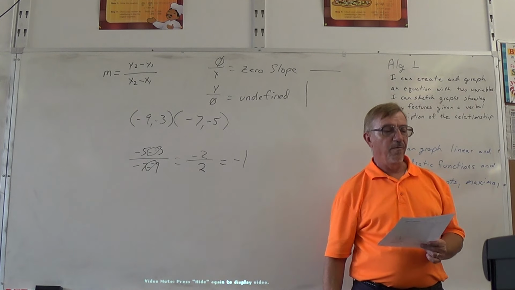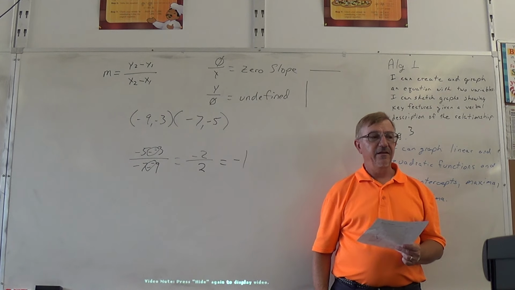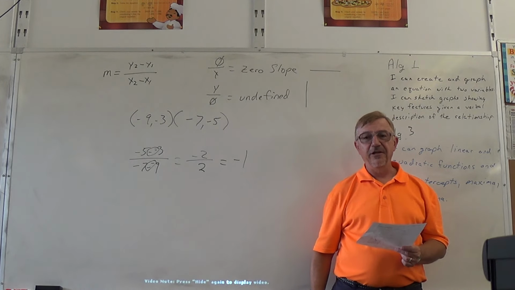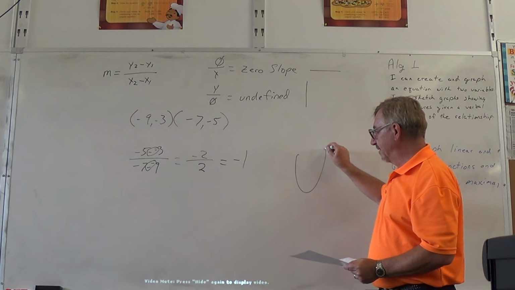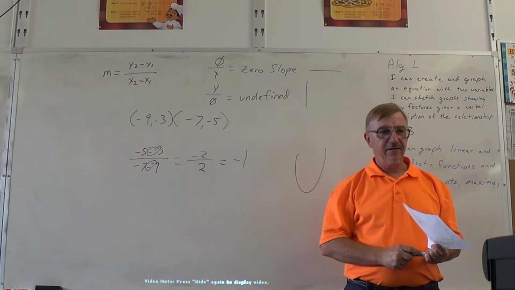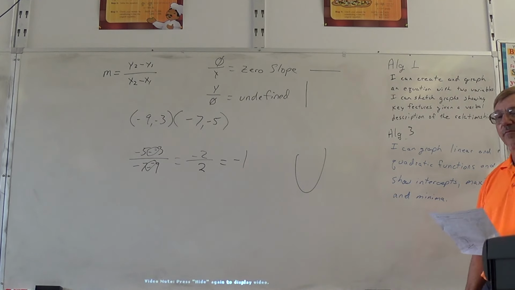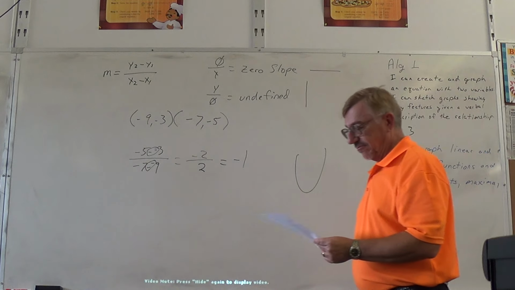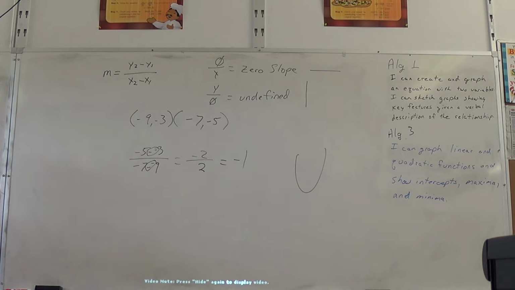If you do more than one set of points and they have a different slope, then you've got one of these. Is it undefined, like a linear? But these were all linear. They're all linear.